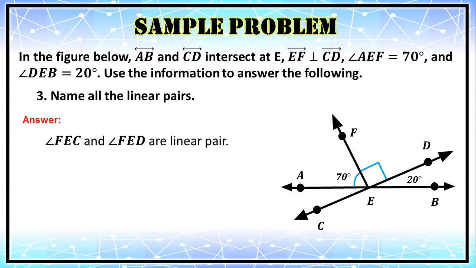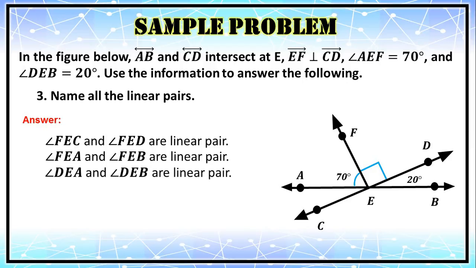We have angle FEC and angle FED are a linear pair because they form 180 degrees. Also, FEA and FEB are a linear pair because they form 180 degrees. Also, DEA and DEB are a linear pair since they form 180 degrees. Angle AEC and angle AED are a linear pair because they also form 180 degrees.